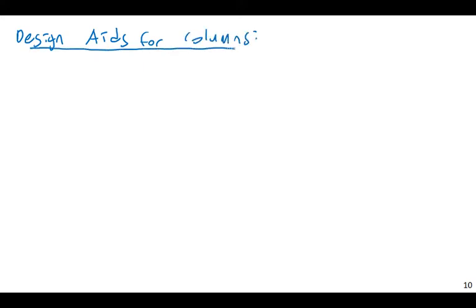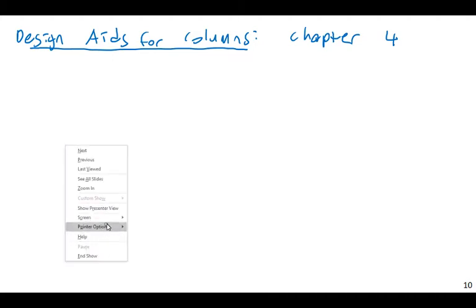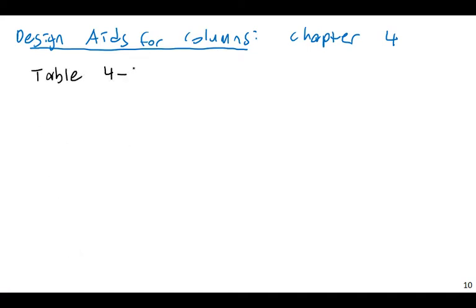Basically, most of the tables in Chapter 4 relate to column design. So, design aids for columns. This is your Chapter 4, and there's a whole bunch of them based on different shapes with different arrangements, etc. Let's turn to Table 4-1A. This says the available strength in axial compression in kips for W sections.